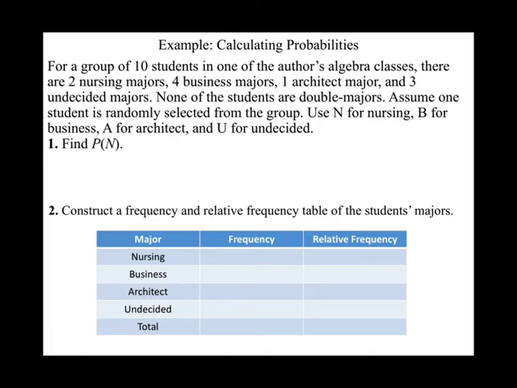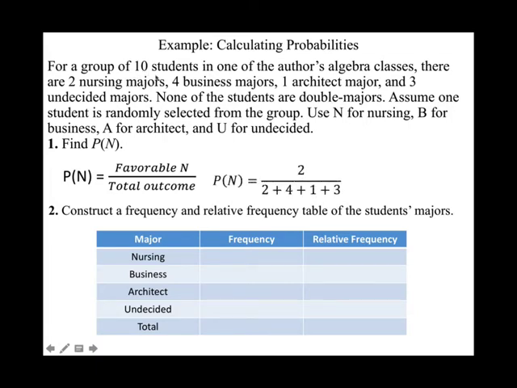So when you find P of N, the probability to get a nursing student, we'll be using this formula, the basic probability. First, how many students major in nursing? We do have 2 students who major in nursing, right? And then the total outcomes, how many total students do we have here? You could add it up, or they already tell you for a group of 10 students. So that will be 2 over 10, which is going to be 0.2.